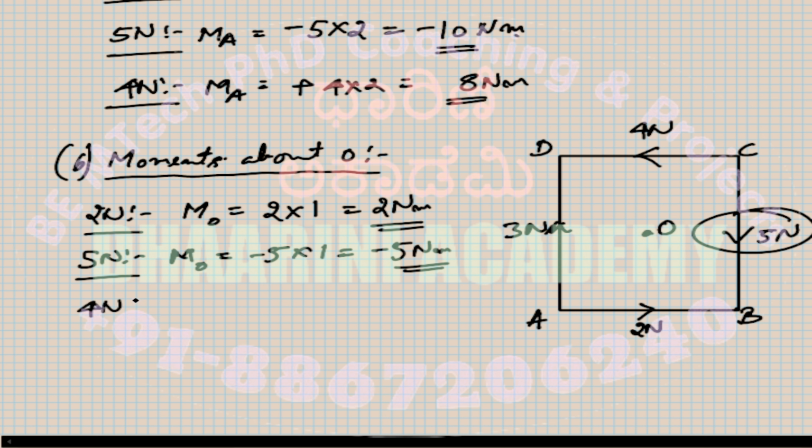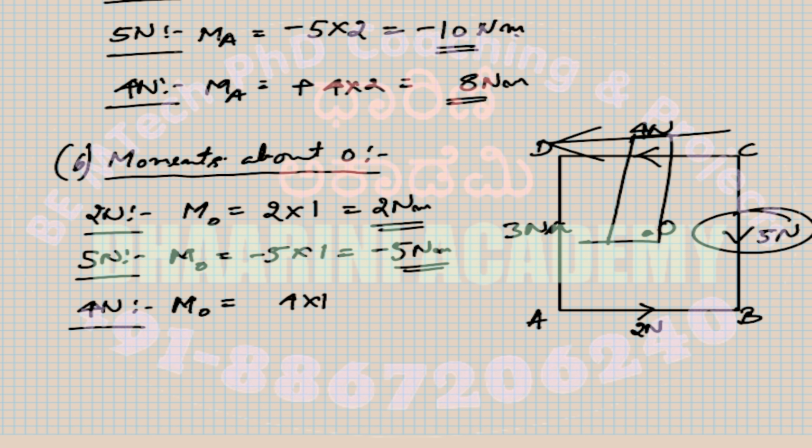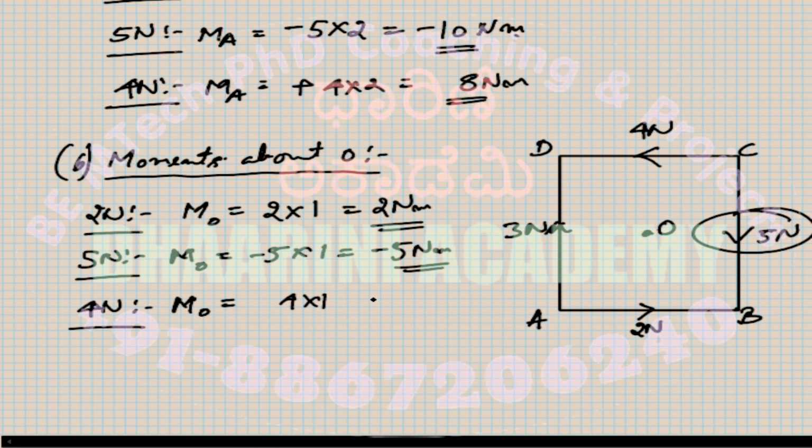Similarly, go to the 4 Newton case. The 4 Newton force acts between C and D, and it is right towards left. So the force is 4, distance is 1, 4 into 1. And I can observe that if I hold a pen like this, it is going to rotate your pen towards the left. Left indicates it is anti-clockwise. So anti-clockwise is positive. So this is 4 into 1, that is 4 Newton meters.